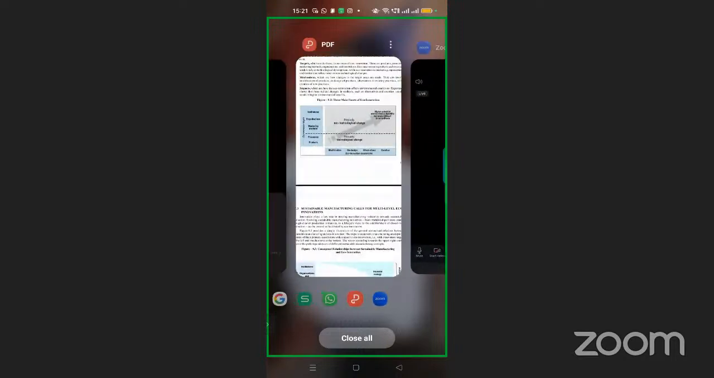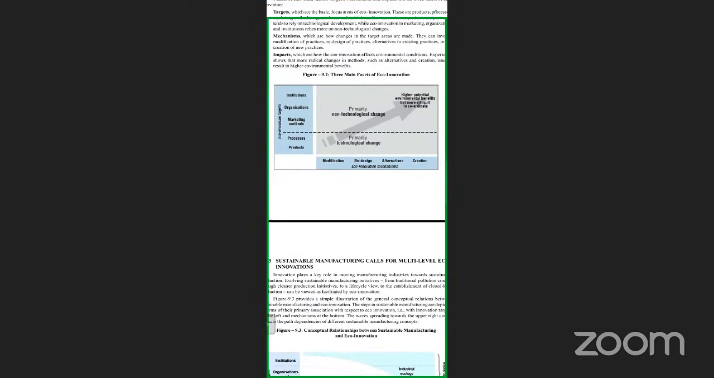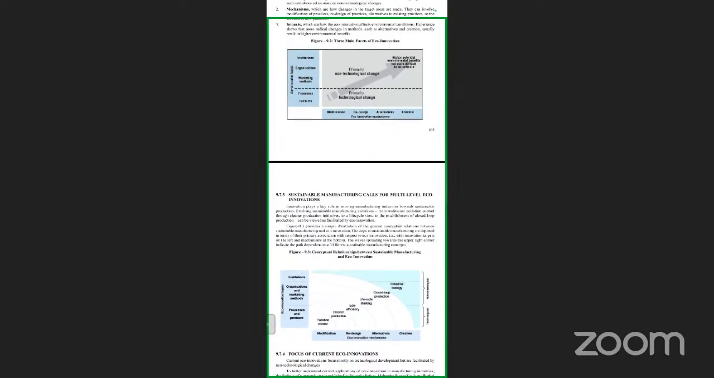So if you just look at here, on the x-axis, we have modification, redesign, alternatives, and creation. Whereas on the y-axis, we have process, products, institutions, organization, and marketing methods. Now look at here, we have manufacturing. Sustainable manufacturing calls for multi-level eco innovations. So what's happening, how are sustainable manufacturers calling for multi-level eco innovations?